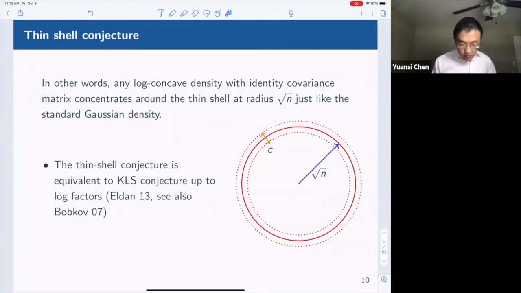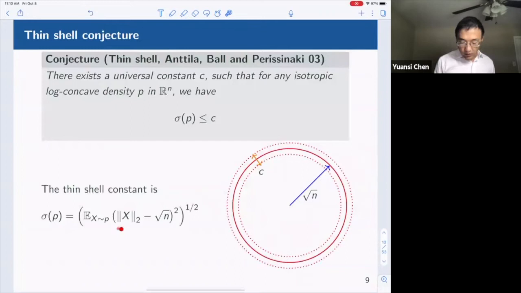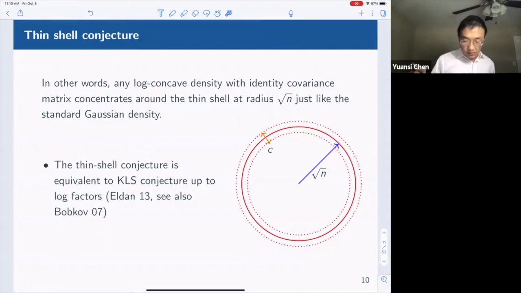To get the KLS conjecture from the thin shell conjecture, you just need to apply Cheeger's inequality. You get a Poincaré inequality, you can bound it by choosing the function as a norm function. So you get a Poincaré inequality from the isoperimetric constant. That one direction is easy, but the other direction is actually not trivial. It's proved by Eldan in 2013, the first paper where Eldan's stochastic localization is introduced, and we'll explain it a little bit.